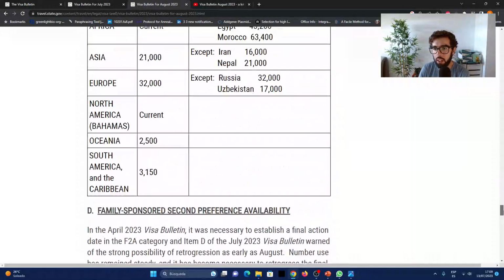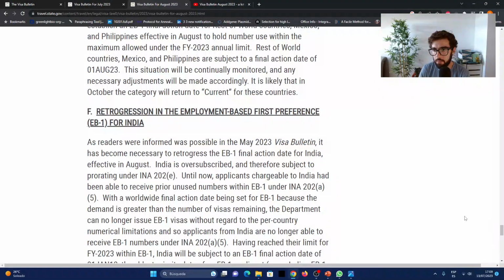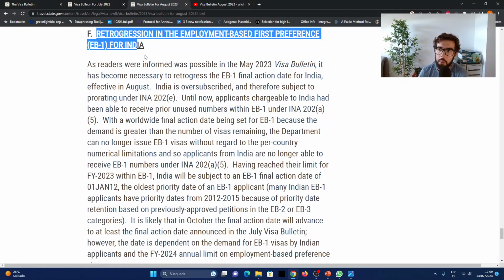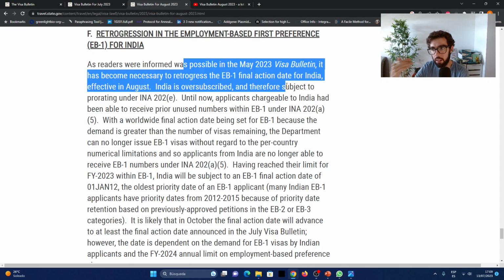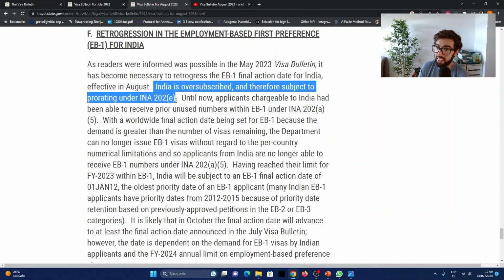So if you go back down to section F, they talk about retrogression in employment-based first preference for India. I didn't pay enough attention. I thought they were just talking about the 1 month delay or retrogression, but they actually say that in May they already inform us that they may need to retrogress the EB1 for India, but I never understood that this was going to happen in that extent.